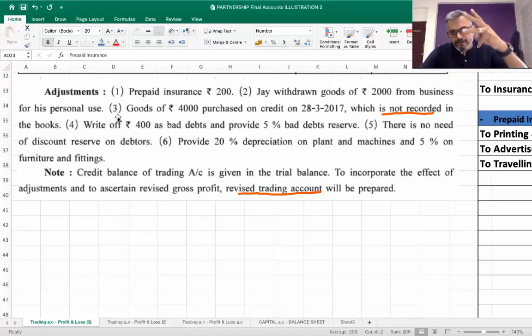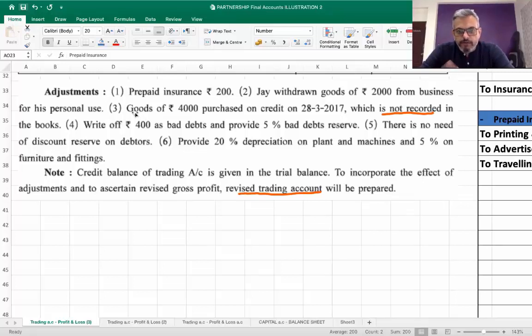So let's do adjustment 3 first, then we go to the second one. Or what you can also do is record this on the credit side of the trading account as goods withdrawn, or you can write it under purchases. That is also not wrong. But here we will follow the illustration in the textbook because it's a solved illustration. So now let's go to the third first.